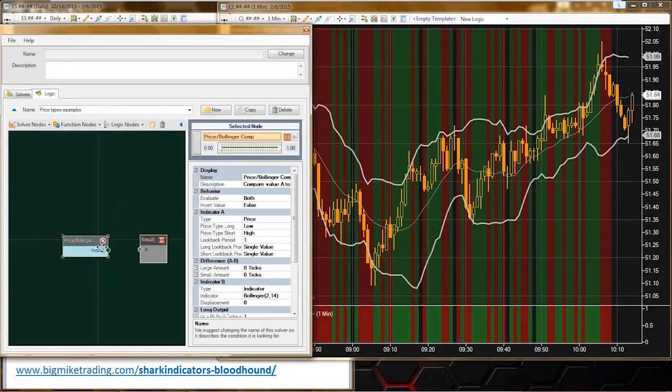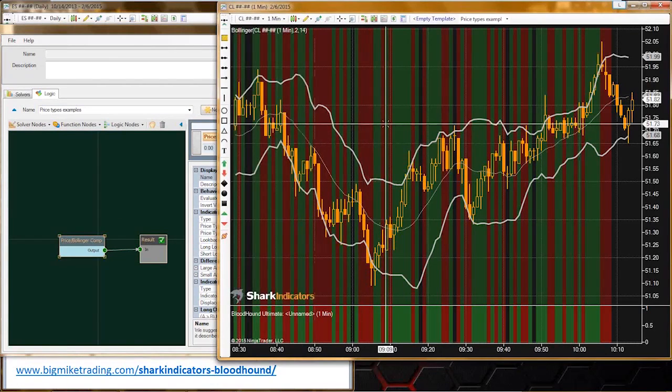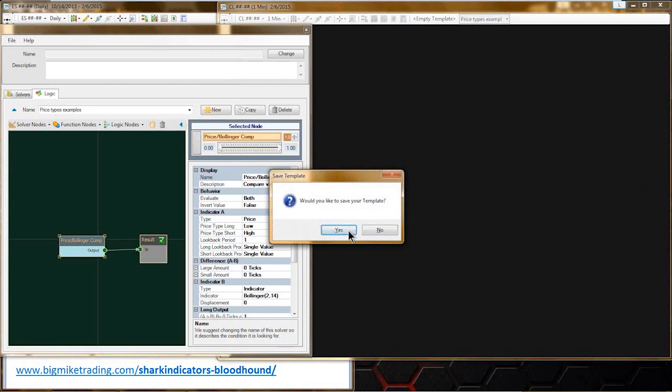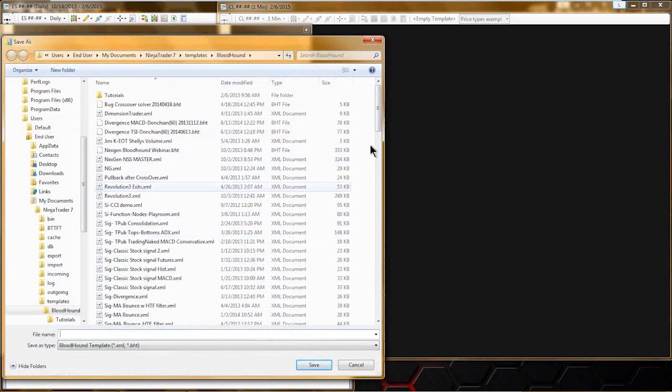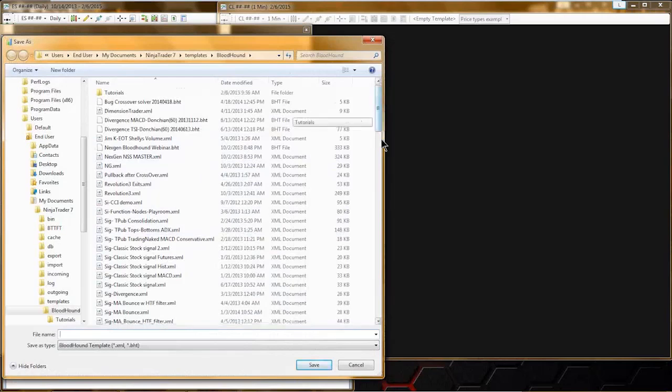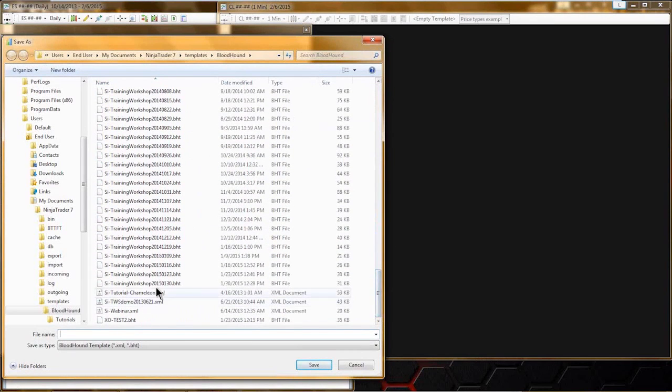Alright, we'll drop that solver on there. Okay, there we go. Alright, and it looks like I need to hit F5 on my chart, and I need to save my template. So let me give this a name here. Seems like February came pretty quick.